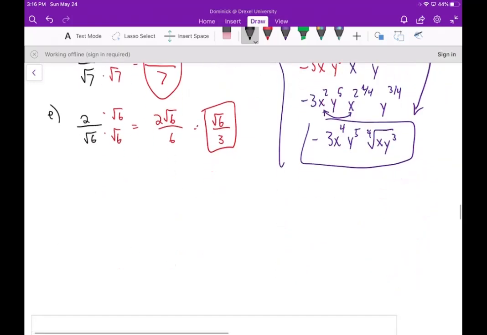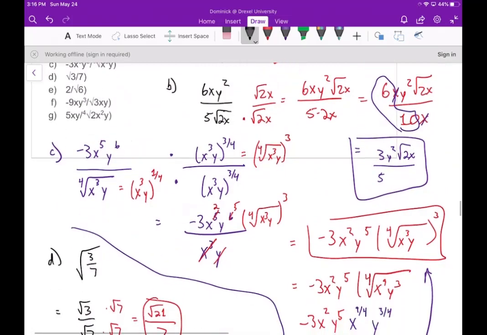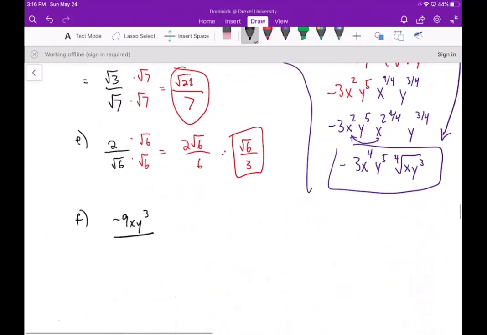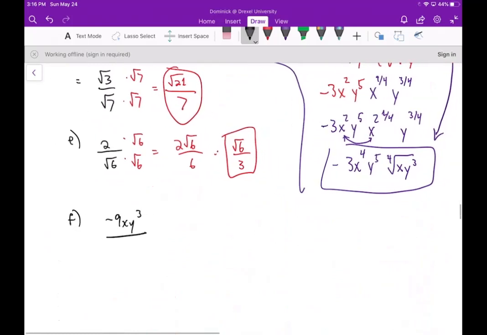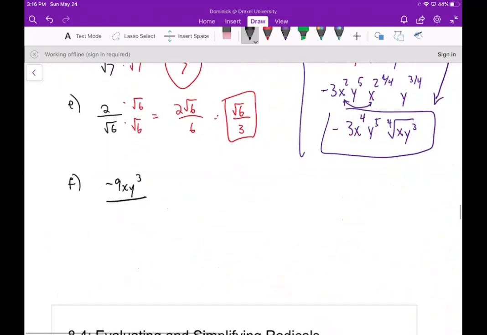Okay, part F, we have negative 9xy to the 3rd over square root of 3xy. Right, so again, when we have a square root, we can just multiply by the same thing.